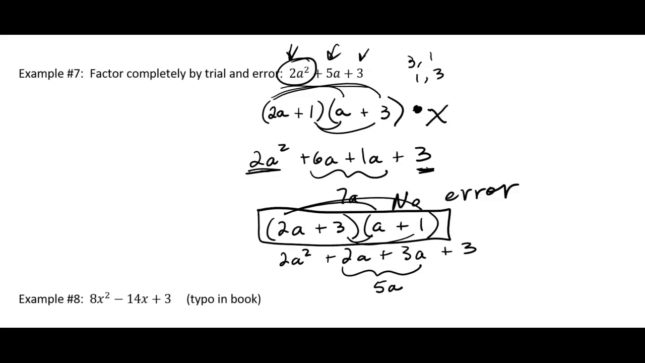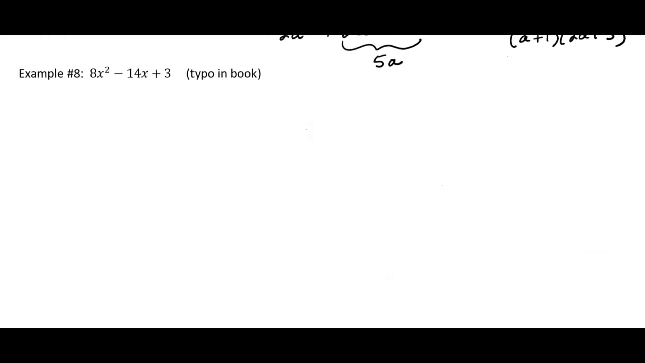There really were only the two choices, and so my answer is going to be 2a plus 3 times a plus 1. Now, you could write them in the other order, a plus 1 times 2a plus 3. But you can't switch the 3 and 1 because then that's going to be different, okay? So the 3 in this case has to be with the 2a and the 1 has to be with the a. Okay, so we'll do another example.